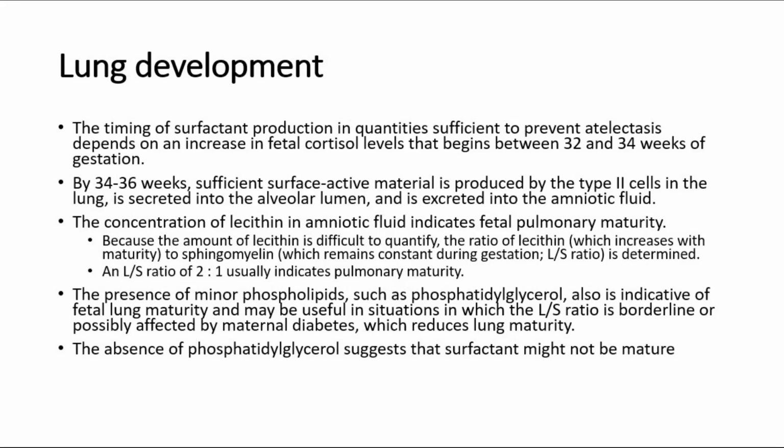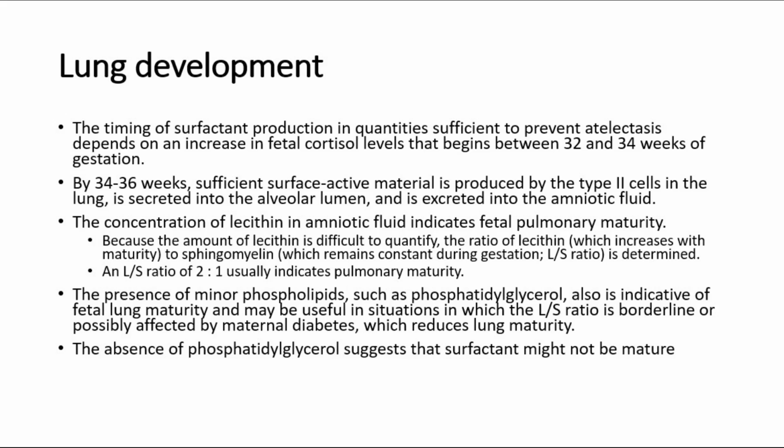The timing of surfactant production in quantities sufficient to prevent atelectasis depends on an increase in fetal cortisol levels that begins between 32 and 34 weeks of gestation. By 34 to 36 weeks, sufficient surface active material is produced by the type 2 cells in the lung, is secreted into the alveolar lumen, and is excreted into the amniotic fluid. The concentration of lecithin in amniotic fluid indicates fetal pulmonary maturity.